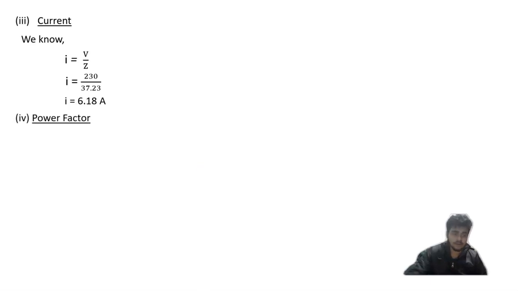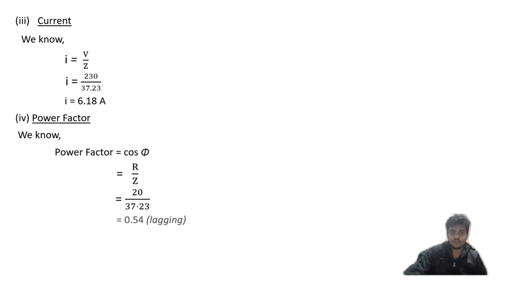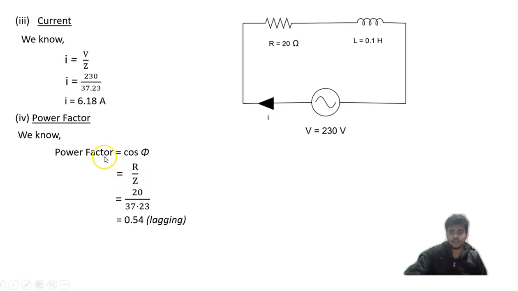Now we calculate the power factor. The formula for power factor is cos phi equals R by Z, that is the resistance by the impedance. Now we just plug in the values, and we get 0.54 lagging, as I said earlier that current lags voltage. That's why it is said in an inductive circuit.